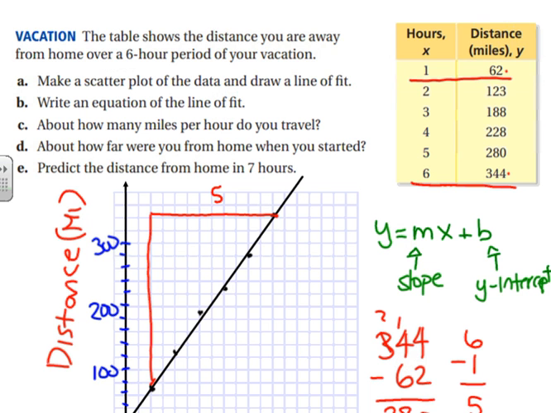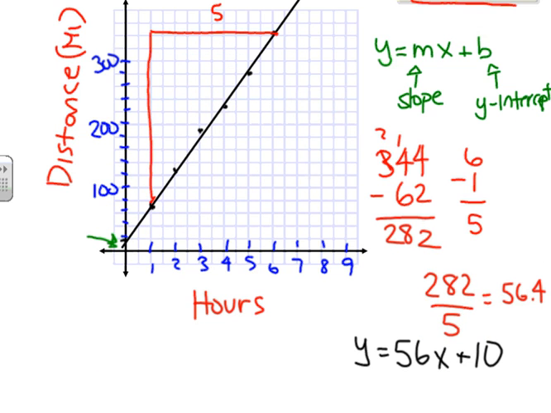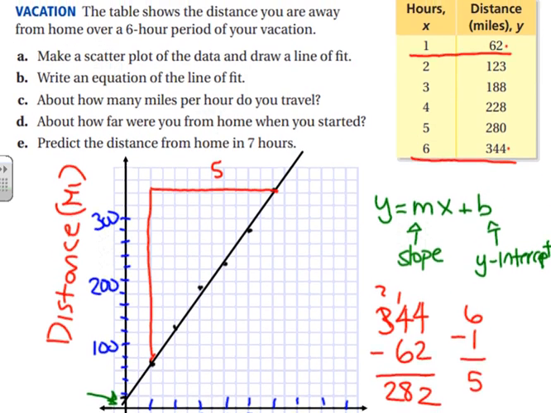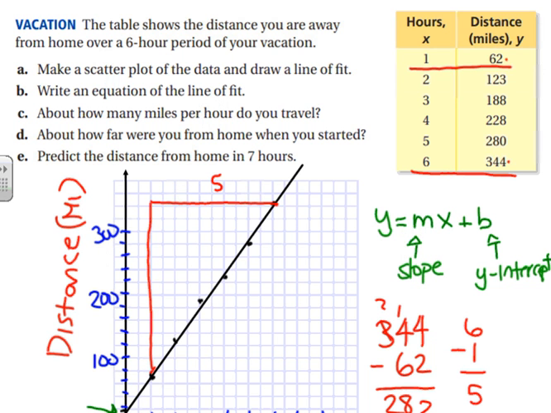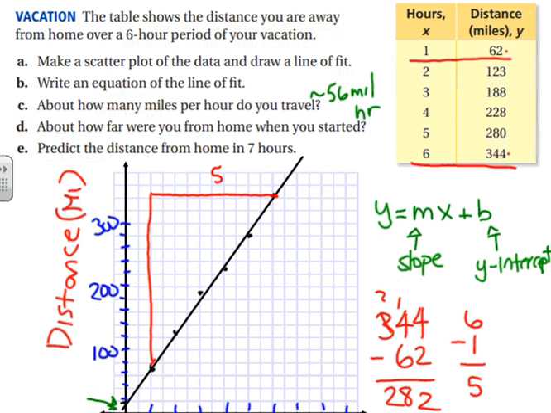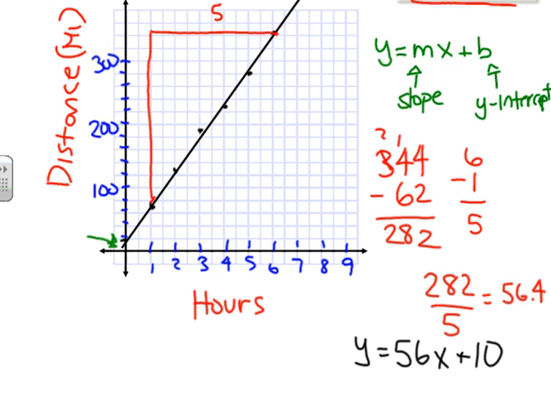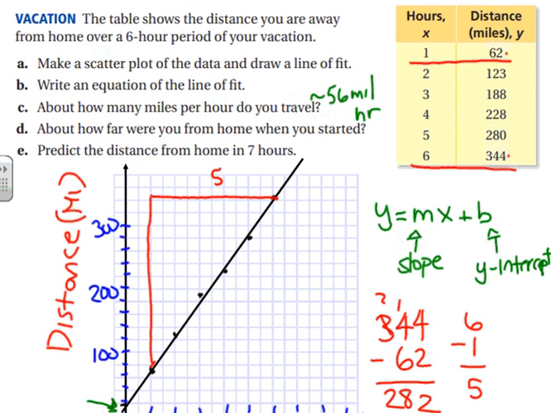Okay, then I can use that to figure out the number of miles per hour. That's my unit rate. That's going to be the same as the slope. So that's about 56 miles per hour. I have part B written below. How far from home were you when you started? Since our y-intercept is at 10, that would mean that we were about 10 miles from home.